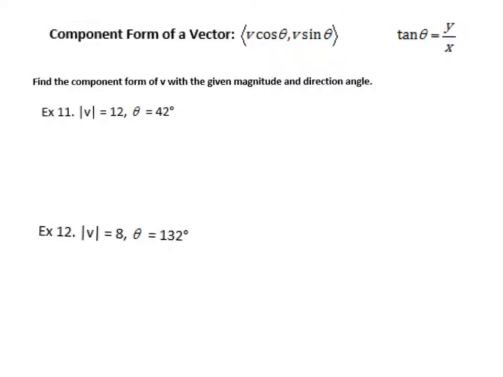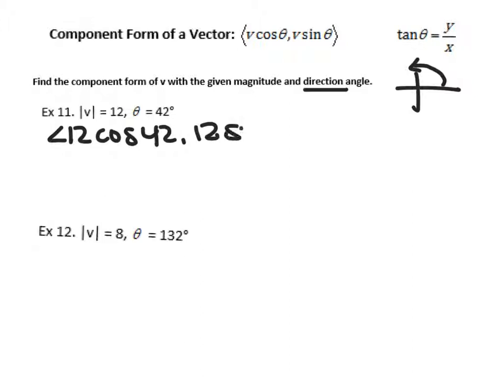Okay, component form, we already kind of talked about this the first day, so this part should be easy. Component form of a vector is basically the magnitude of your vector times cosine of theta, your magnitude times sine of theta. And then for your direction angle, you're going to use tangent of theta equals y over x. So if I want to find component form with the given magnitude and direction, remember direction basically means from 0 going your normal unit circle counterclockwise direction. So my vector is 12 cosine 42, 12 sine 42.